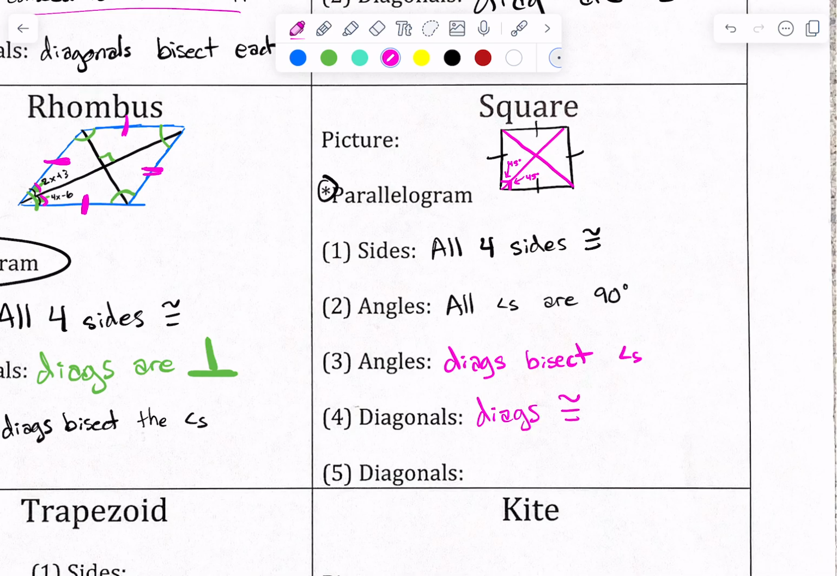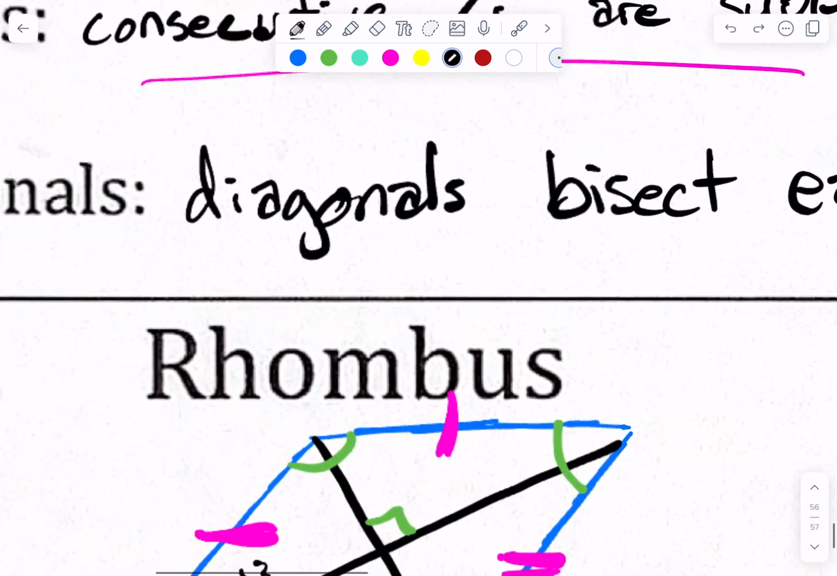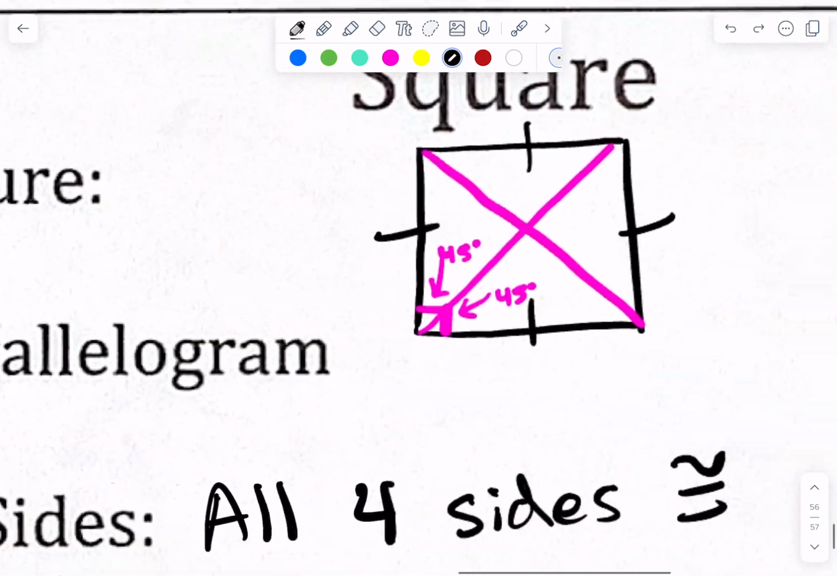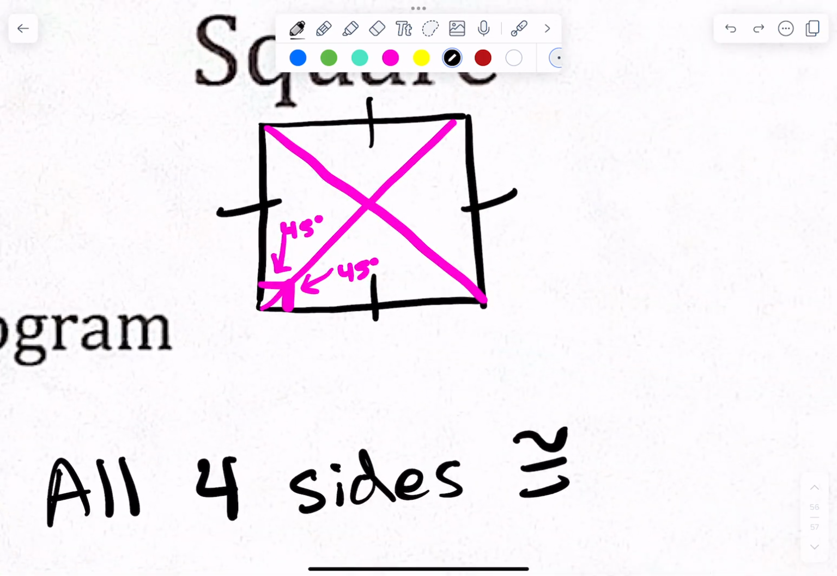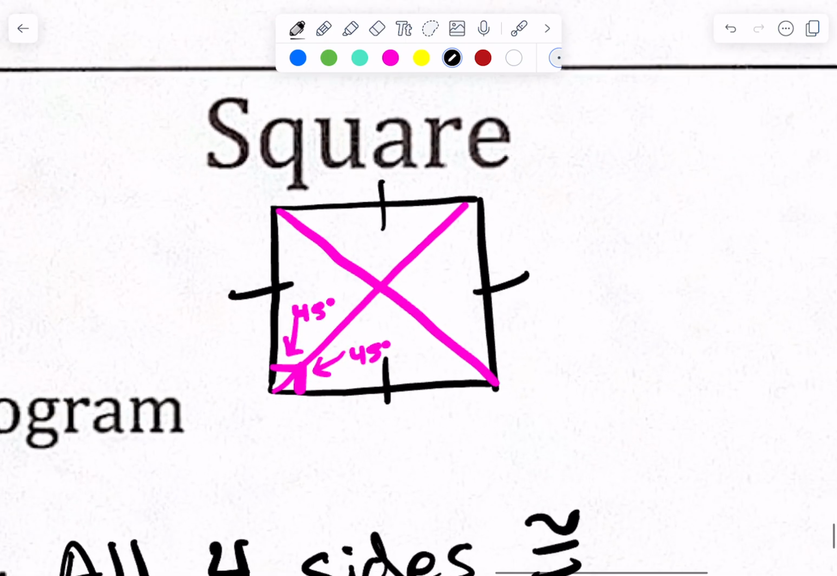Okay? And what else is true about the diagonals? Like how they come together. They bisect each other. We already know that from being parallelograms. What else do we know? We already know they bisect the angles. We wrote that down just now. Diagonals bisect the angles. What else is true about the diagonals?